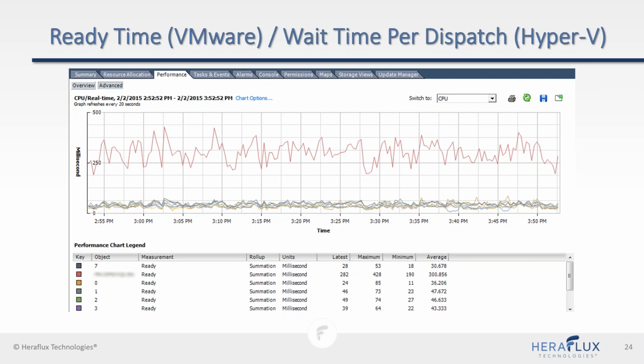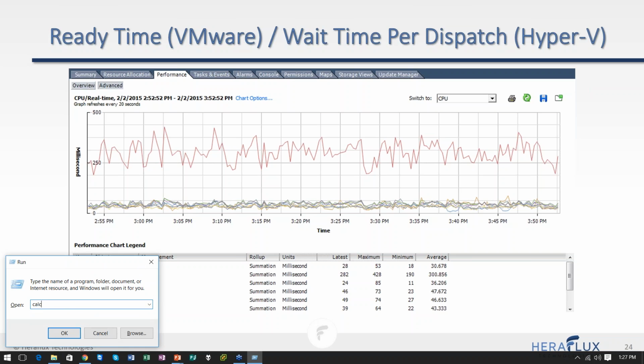So if you notice here, this is an 8 vCPU VM, and we have measured the millisecond latency every 20 seconds, and this screenshot came from a VMware system. Those measurements are milliseconds. So 28, 24, 46, 49, 39 were the last window that we care about here. Let me show you the actual scheduling impact of this environment.